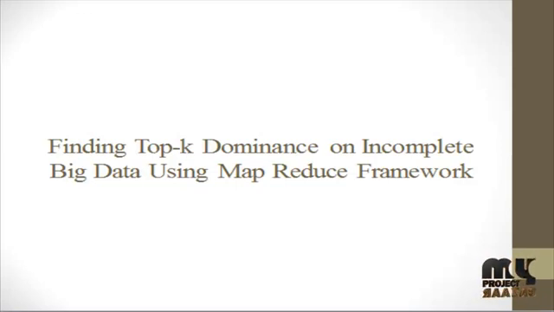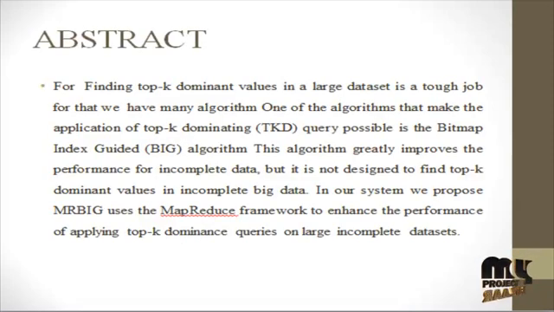Our project title is Finding Top K Dominance on Incomplete Big Data using MapReduce framework. Let's see the abstract. Top K dominant query finds the best values in a dataset based on a predefined goodness criterion in each use case. Dominance indicates that at least one attribute or value makes an object better than the object it dominates.